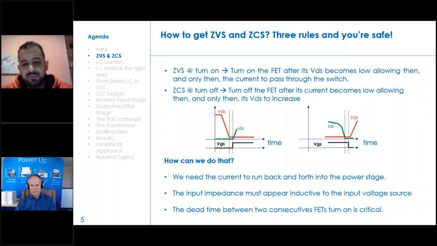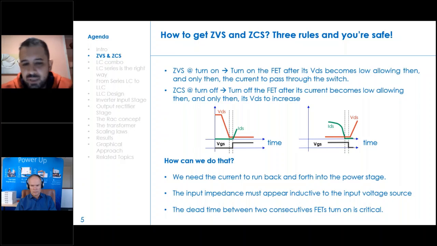How can we do that? First, we need the current to run back and forth in the power stage. This actually occurs naturally in the resonant topologies. And this is the reason why the best candidates are half bridge, full bridge, and push-pull topologies. Second, the input impedance must appear inductive to the voltage source. This is a tricky concept, so I need to open a little digression here. Why does the input impedance need to be inductive?